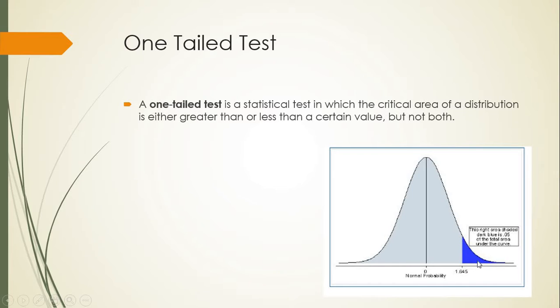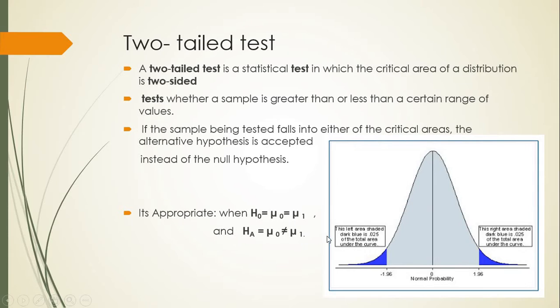So here it is greater than a certain value. It's greater than the normal probability. It's the right shaded area, and this is the area that we take in a one-tailed test. We can take this other area also in a one-tailed test, but not both at a time. When we take both at a time, it comes under the two-tailed test. So we'll see what a two-tailed test is.